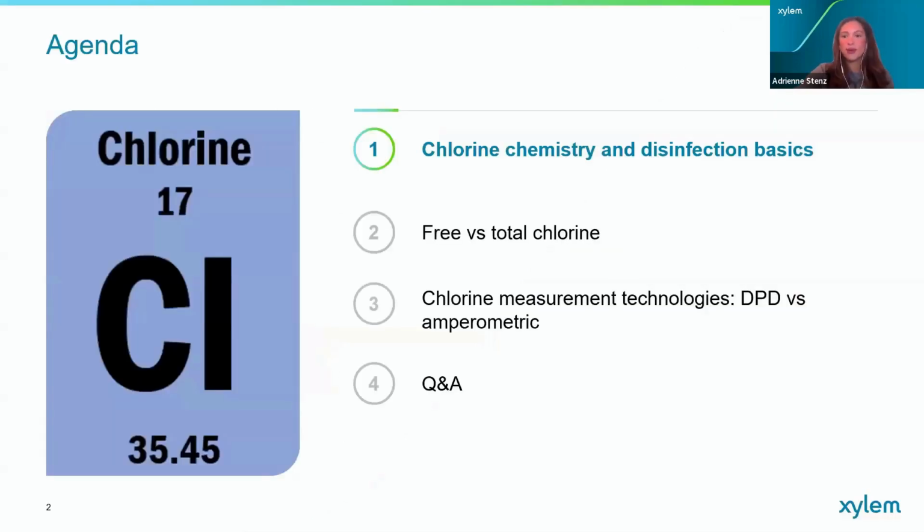Here's an overview of what we will cover today. We will start with chlorine chemistry and disinfection basics before discussing the different types of chlorine you can measure, free versus total. Finally, we will discuss the online chlorine measurement methods available for municipal water, DPD analyzers, and amperometric sensors.